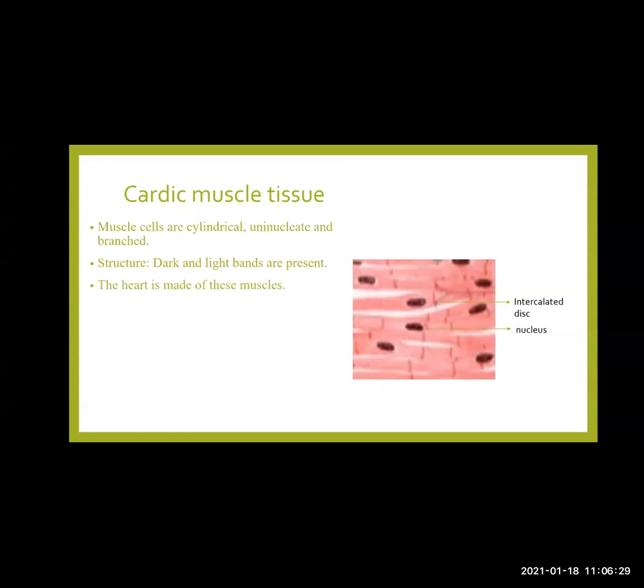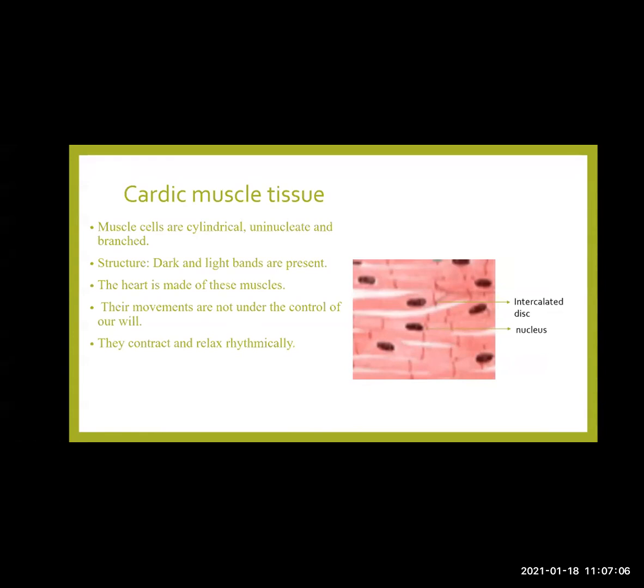Cardiac muscle is present only in the heart. It is found only in the heart. So the heart is made up of these muscles. Their movements are not under the control of our will. The pumping of the heart is not under our control. So cardiac muscle tissue is involuntary in nature, and the contraction and relaxation of cardiac muscle is rhythmic.